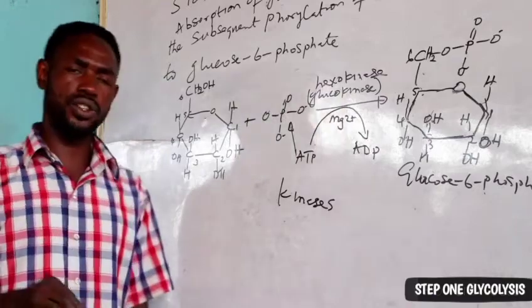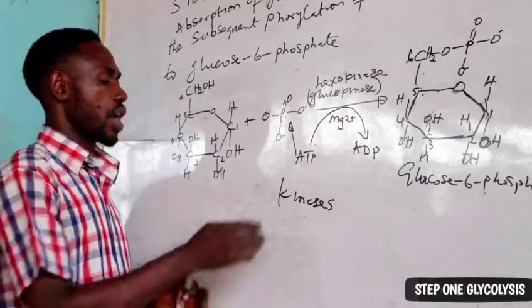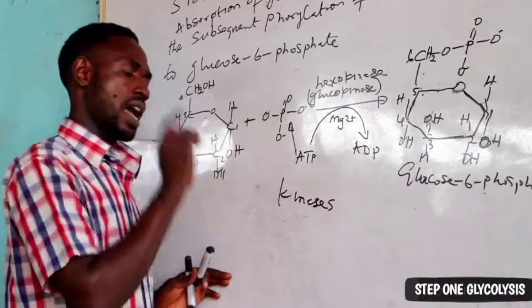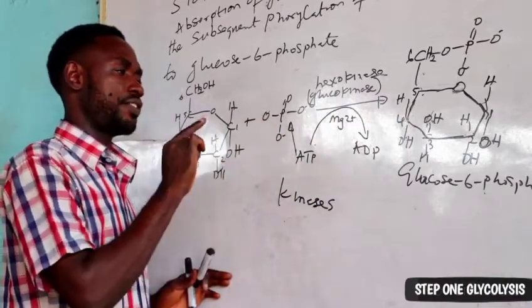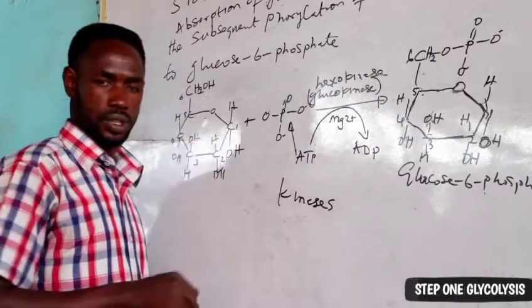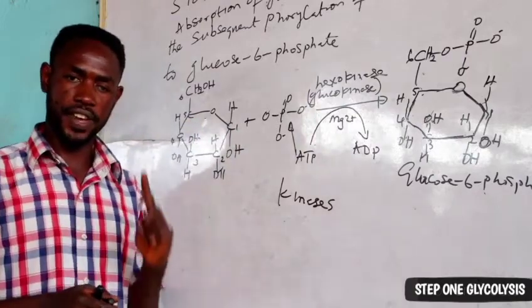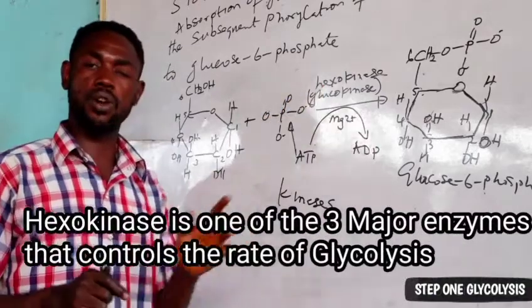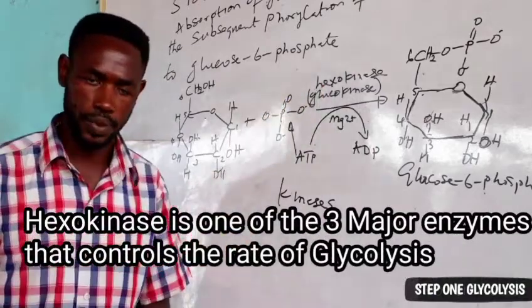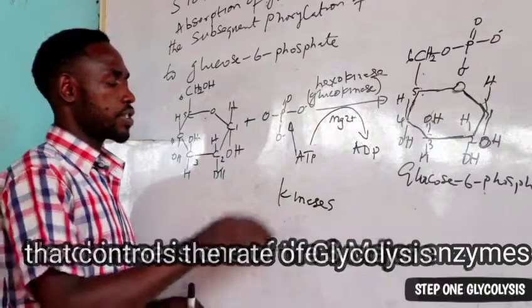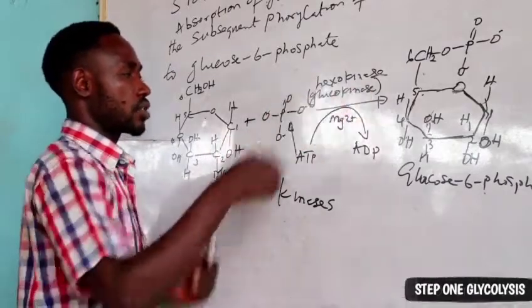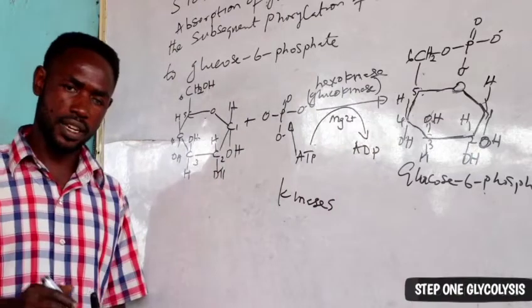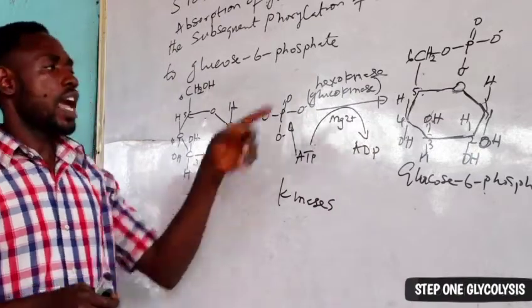Then another detail you need to know is the differences. We have 2 types of kinases that are responsible for this stage. And remember, please, this is the first irreversible reaction of glycolysis, and it also marks the first control stage. This enzyme is one of the enzymes that controls the rate of glycolysis. Now, the two enzymes involved are hexokinase and glucokinase. You should know the differences between glucokinase and hexokinase.